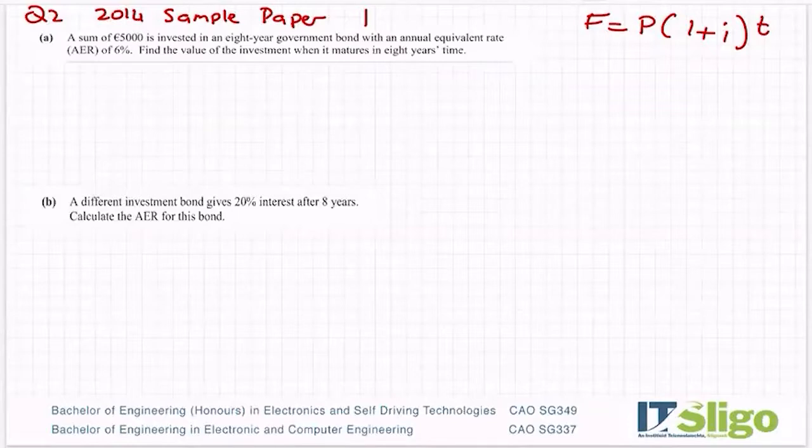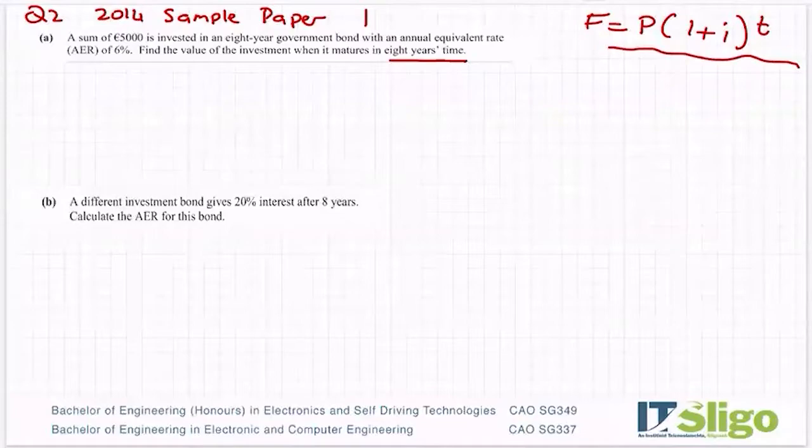A sum of €5,000 is invested in an 8-year government bond with an annual equivalent rate, so that's your AER, of 6%. Find the value of the investment when it matures in 8 years' time. Okay, so it's an amount of money left in an account for 8 years, and basically how much is it worth at the end. Okay, so all of these type accounts are compound interest accounts.